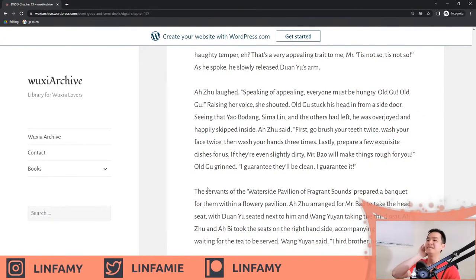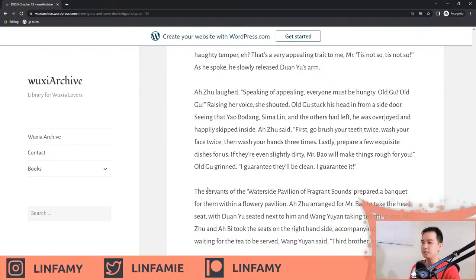Aju laughed. "Speaking of appealing, everyone must be hungry. Old Gu, Old Gu." Raising her voice, she shouted. Old Gu stuck his head out from a side door. Seeing that Yao Bodang, Sima Lin, and the others had left, he was overjoyed and happily skipped inside.